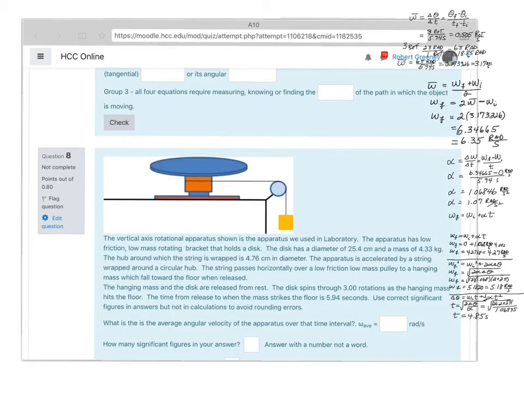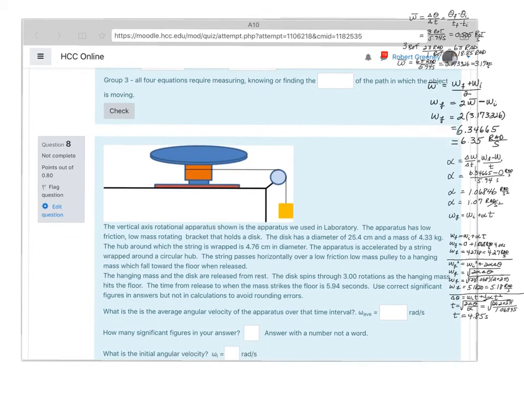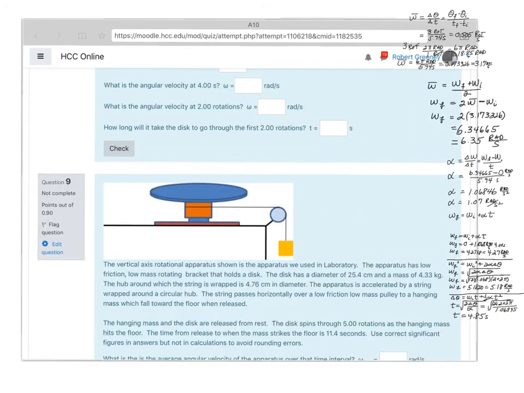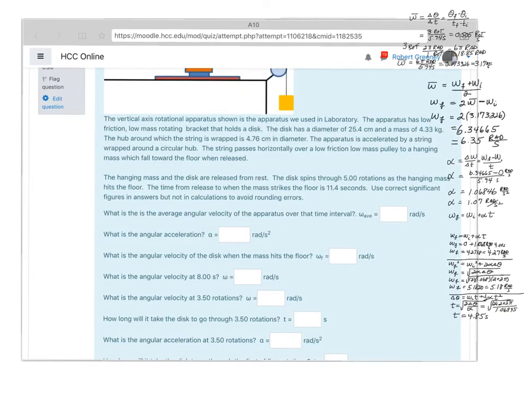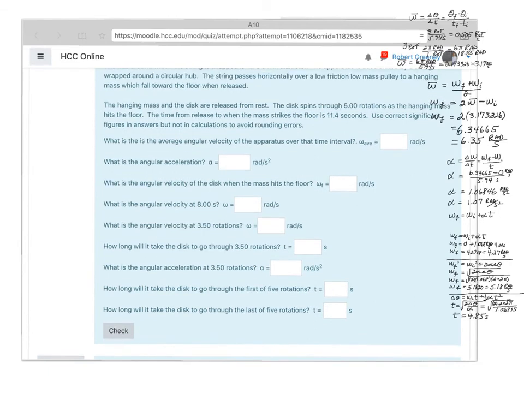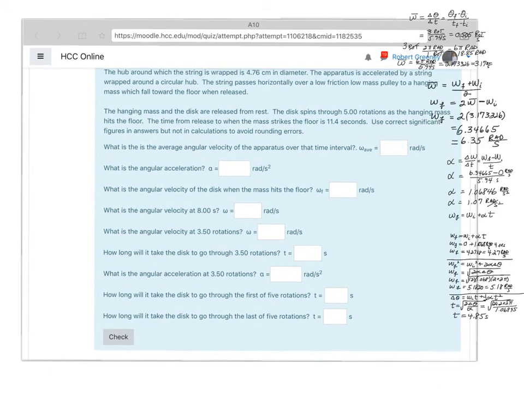Okay, before we close, let me scroll. Here's number 8. Let's scroll through the rest of the assignment. So here's a similar one. The one thing you might run into here is when you get to the end of this, it asks you how long will it take to go through the disk to go through the first 5 rotations. Let me just, yeah, so this is 5 rotations. So how long will it take to do the 5 rotations? Oh no, I'm misreading it. How long will it take to go through the first of the 5 rotations?